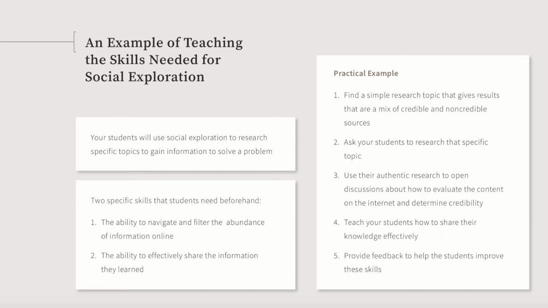Prepare your lesson by researching various topics. Find a simple research topic that gives results that are a mix of credible and non-credible sources. Ask your students to research that specific topic. Their research will expose them to information and misinformation online. Use their authentic research to open discussions about how to evaluate the content on the internet and determine credibility. Include discussions about what information would be useful for their topic of study and which information is extraneous and should be filtered out. Then, teach your students how to share their knowledge effectively.